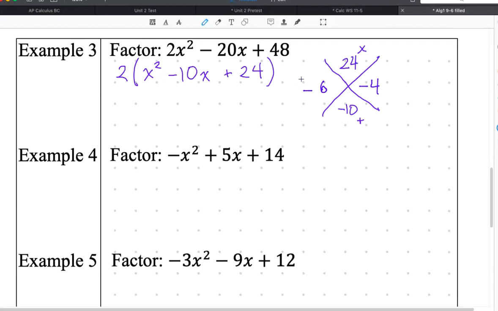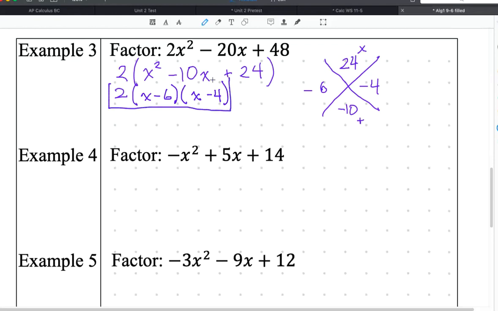So when I write my answer, this is the key step. I need to rewrite the 2. And then this quadratic trinomial now gets factored as the product of 2 binomials. So I have x minus 6 times the quantity of x minus 4. And there's our final answer.